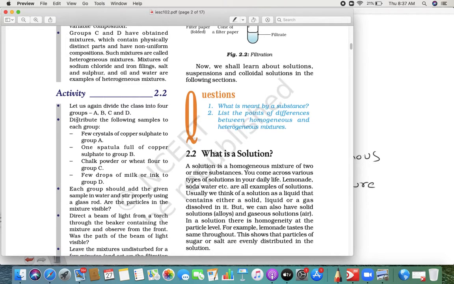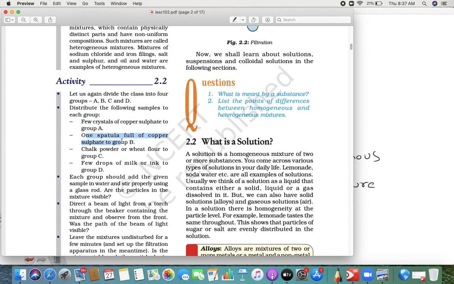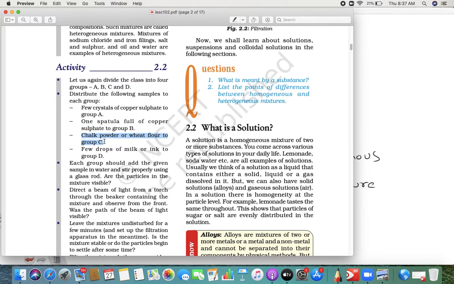So again they are giving us a 4-part activity. We put A, B, C, D. In A we put a few crystals of copper sulfate. In B we put one spatula. When you put a few crystals, the color of the water is a little light, but when you put one full spatula, the color becomes very dark. In the third we are putting chalk powder or wheat flour, and in the fourth we are putting milk. Now what is the difference in all four?